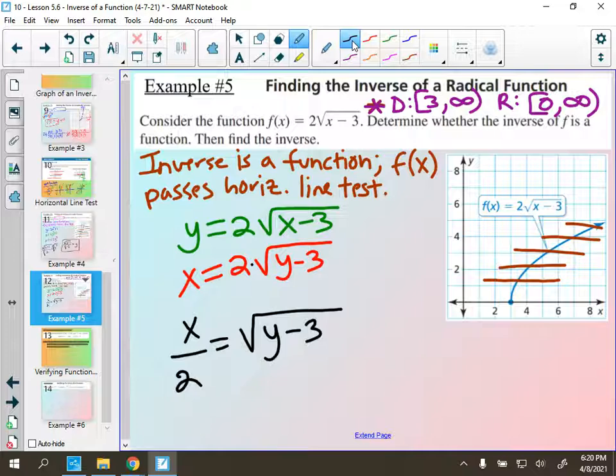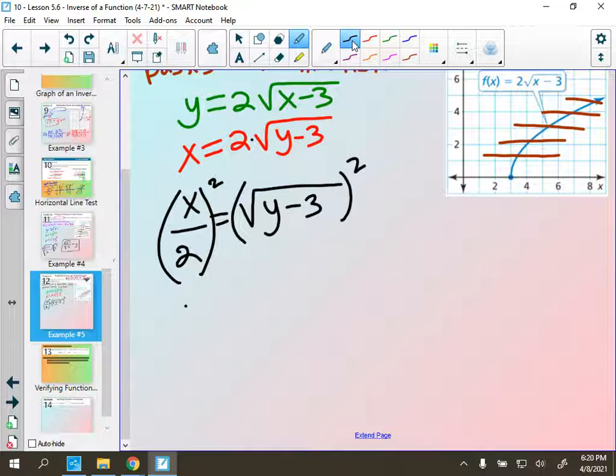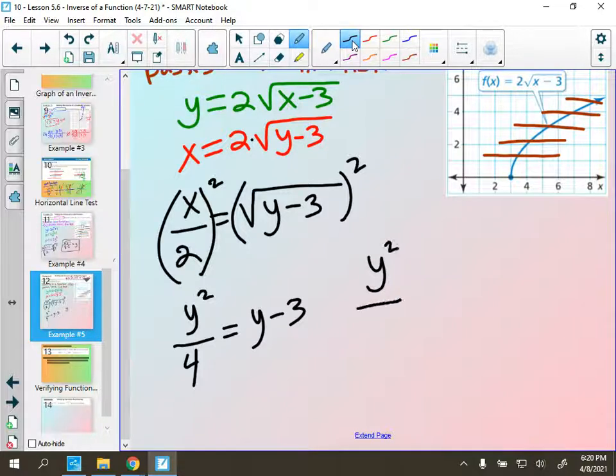Okay, now we're set up. Let's square both sides to undo this square root, squaring the whole side over here. So we're sitting on x squared over 4 equals y minus 3. Let's go left to right now, just to finish it. We're going to add 3 to both sides. So here's my final: x squared over 4 plus 3, since I've added that 3 to the other side, equals y.